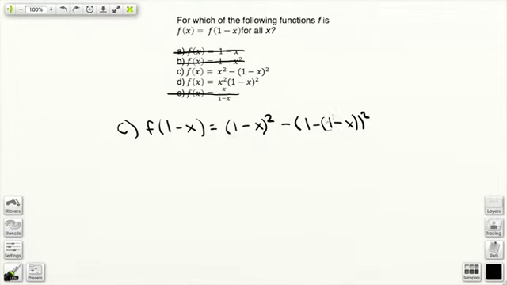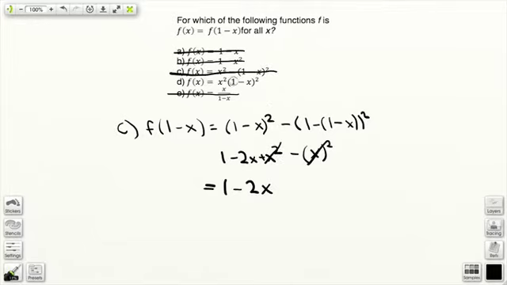I want to expand the brackets from the inside out, so I'm going to start here. This is 1 minus 1 minus x, which actually is going to translate to x left in the brackets and squared, okay? I'm going to expand the brackets and get 1 minus 2x plus x squared, okay? So the x squareds cancel, leaving me with 1 minus 2x. Now, is that the same as what's given in C for f of x? They're not equal. Now, all we have left to do is simply to check D to make sure that this is, in fact, the correct answer.